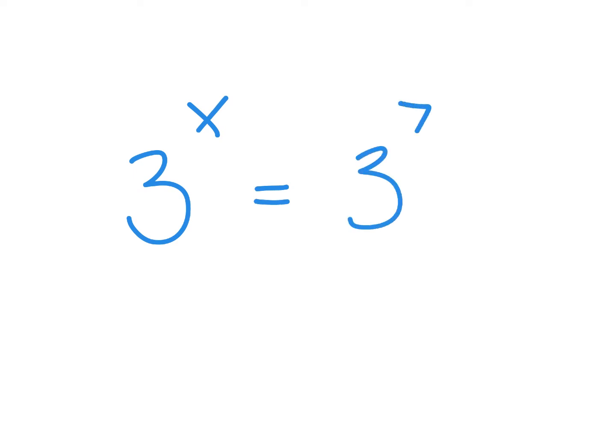All right, so let's try one more. That's a little more like what you typically have to do today. 3 to the x equals 3 to the 7th. I want you to just think about this for a second. Just think for a second. What's x got to be?